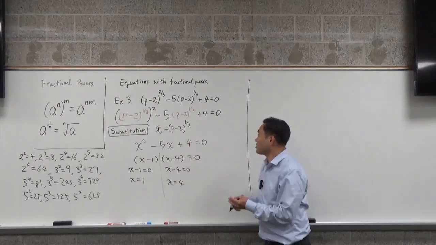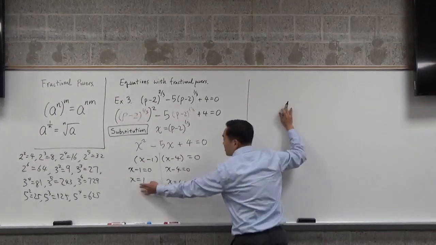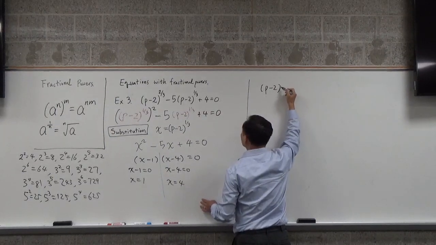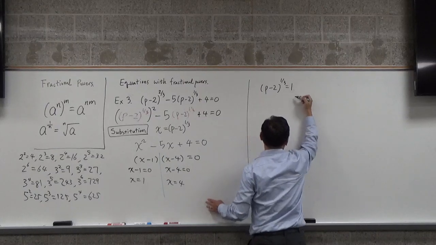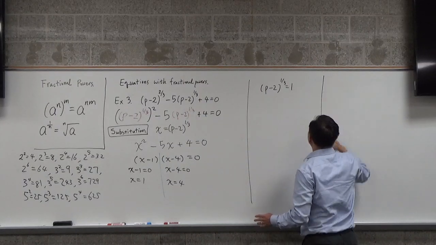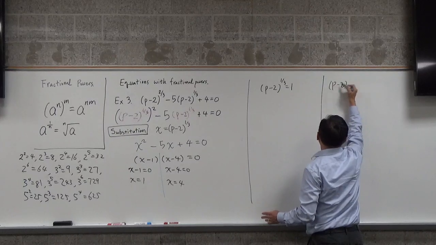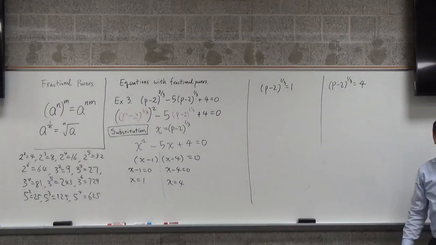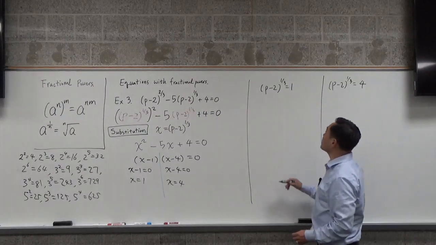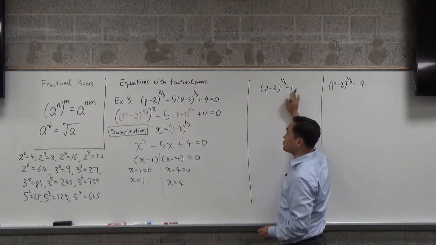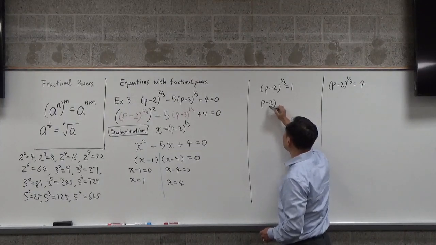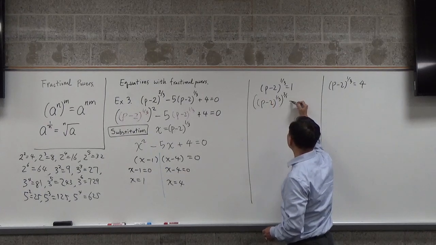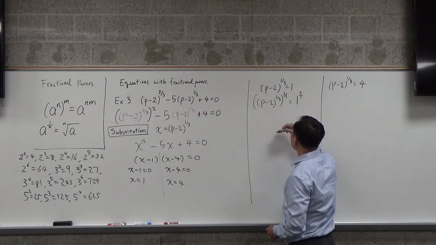But that's not what p is. x is this thing, therefore, this result that we wrote actually means that (p − 2)^(1/3) = 1, and also (p − 2)^(1/3) = 4. That's what these mean, okay? And therefore, you still have to solve for p. How do you solve for p? Same idea as before. This time, you just have to take the reciprocal of 1/3, which is 3 over 1, or just 3.